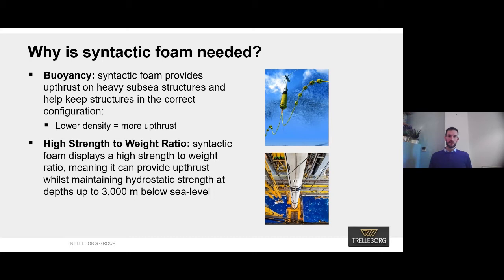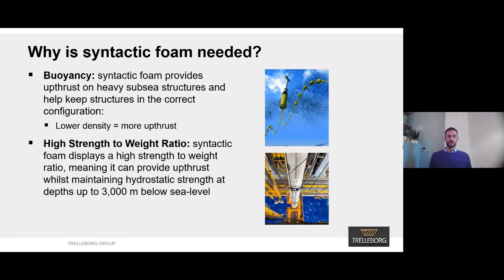Syntactic foam and composite syntactic foam help reduce the weight of heavy subsea structures by providing buoyancy, or upthrust as it is sometimes known. Not only does it provide upthrust, but depending on where the buoyancy is provided, it holds certain structures subsea in the correct configuration. This is why it's extremely important that the syntactic foam has a high strength to weight ratio.